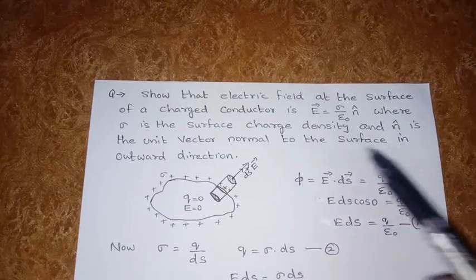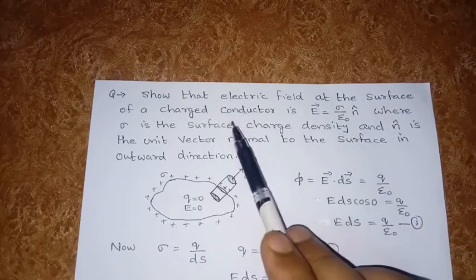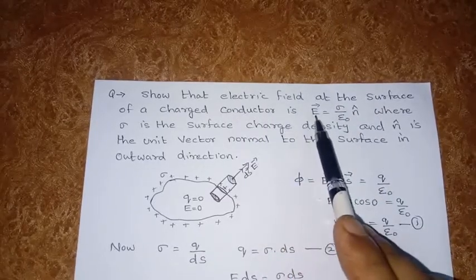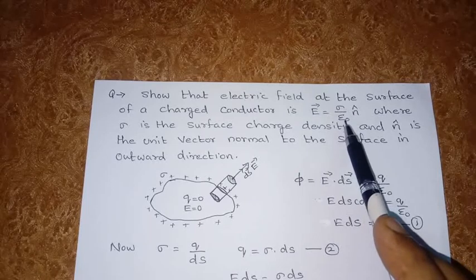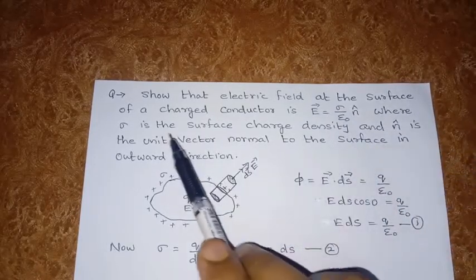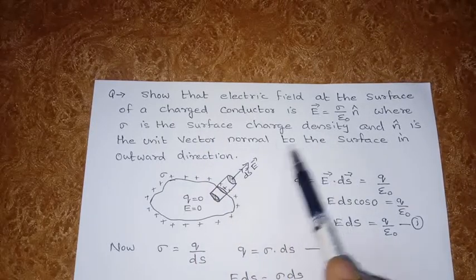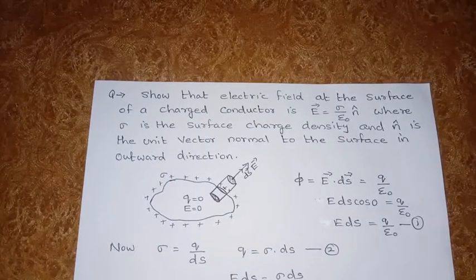Let us consider one question. Show that the electric field at the surface of a charged conductor is E equal to sigma by epsilon 0 into a unit vector n, where sigma is the surface charge density and n is a unit vector normal to the surface in the outward direction.